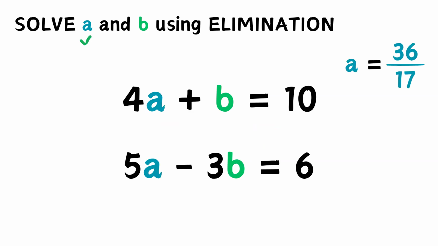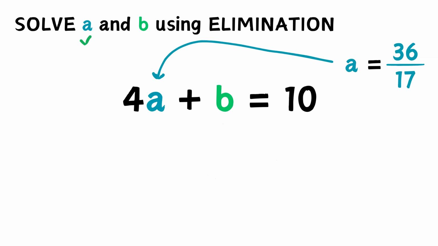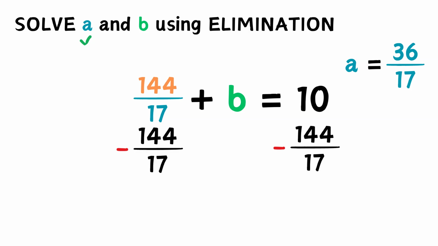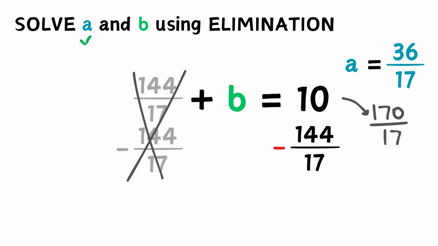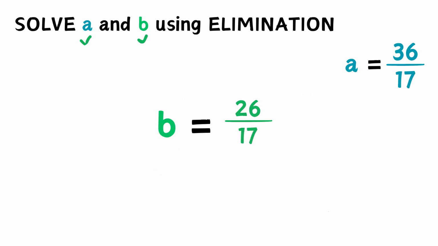Now to solve for b, we just put in the value for a in one of our equations. In our first equation, if we substitute in the a, we get 4 times 36 over 17. 4 times 36 is 144, so we have 144 over 17 plus b equals 10. Now we just subtract 144 over 17 from both sides. To get a common denominator, we can multiply 10 by 17 over 17. This is 170 over 17, and then minus 144 over 17 is 26 over 17. So b is 26 over 17.